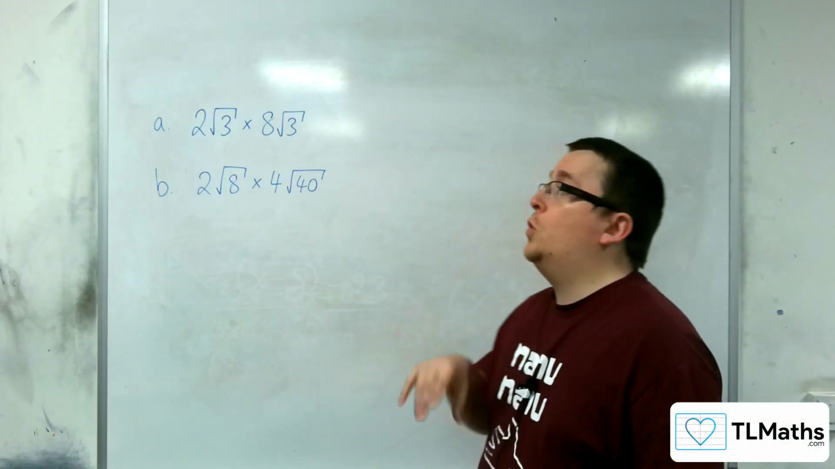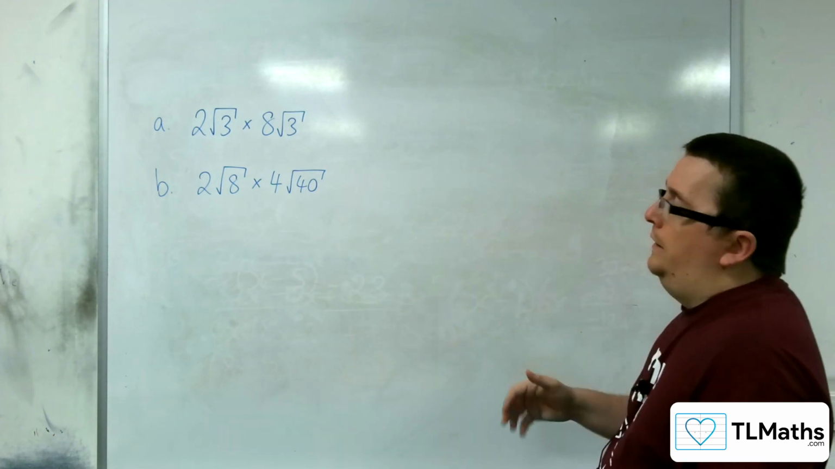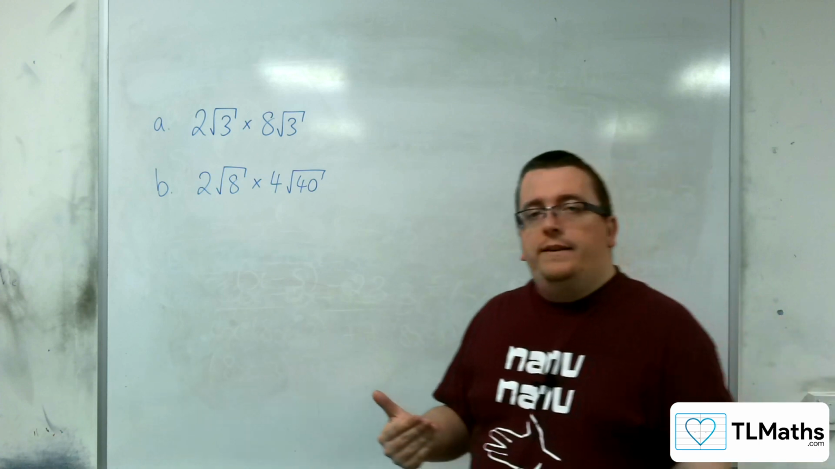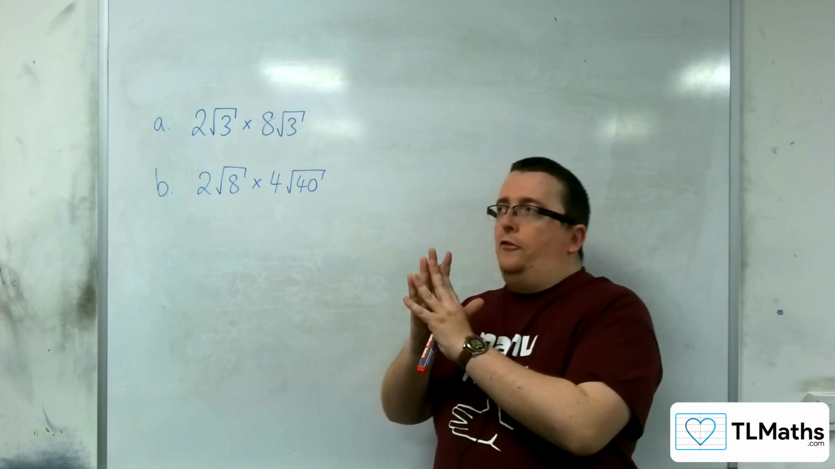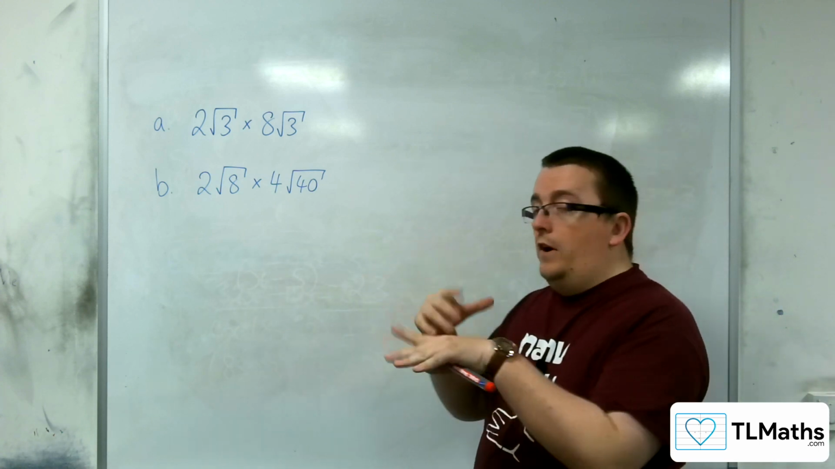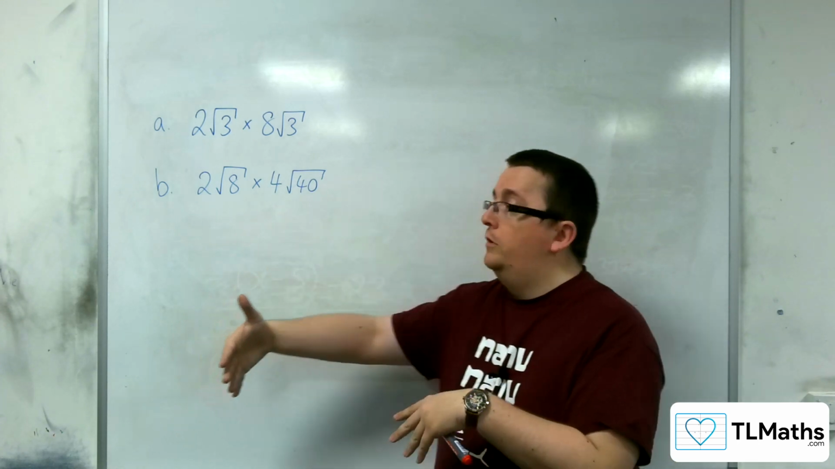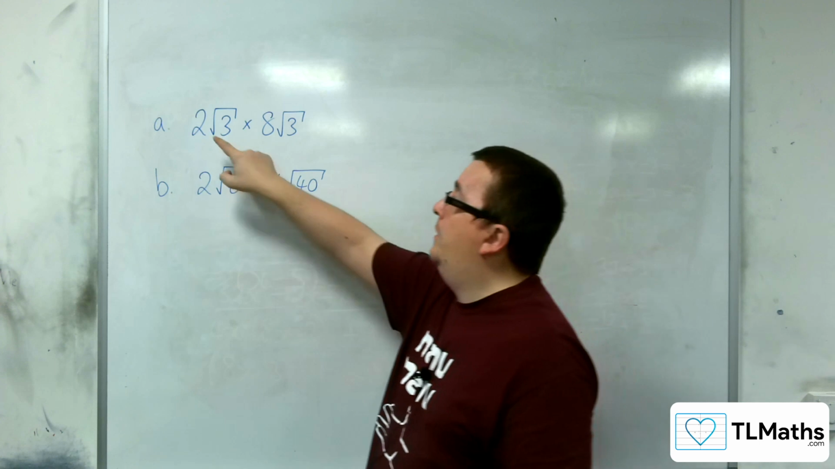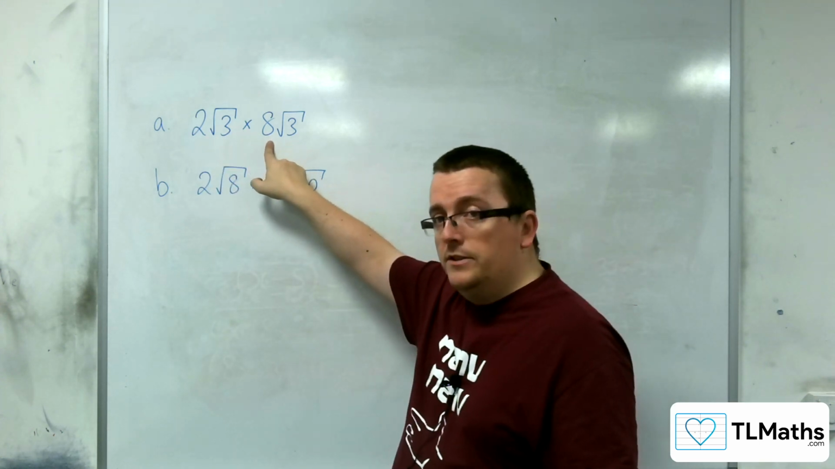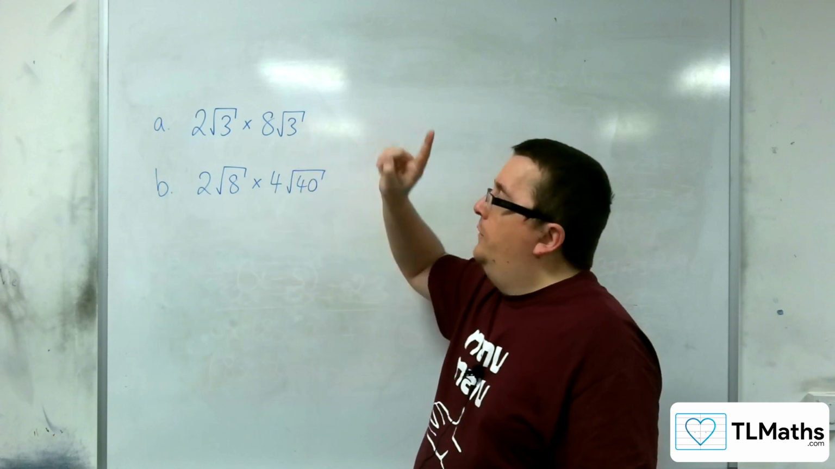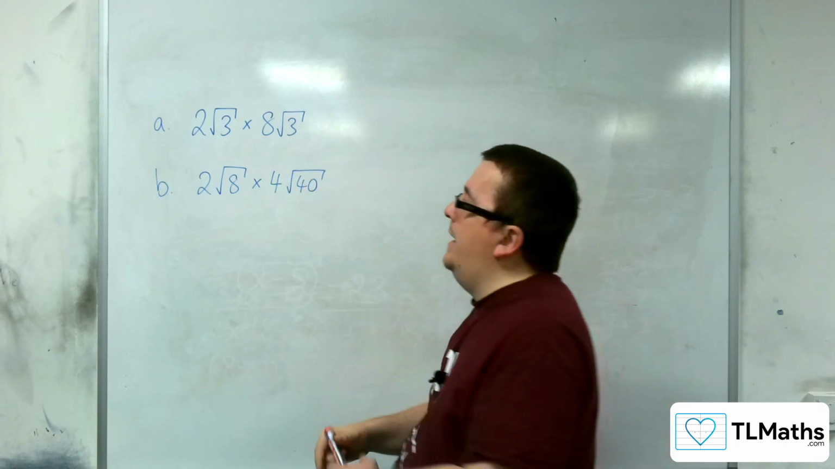So let's say I was required to simplify these. So part A here, we've got 2 root 3 times 8 root 3. Now in much the same way as you would simplify with algebra, when we worked through this before, we looked at multiplying the coefficients together first, and then we worked with the algebra. Okay, so we're going to do exactly the same thing here.